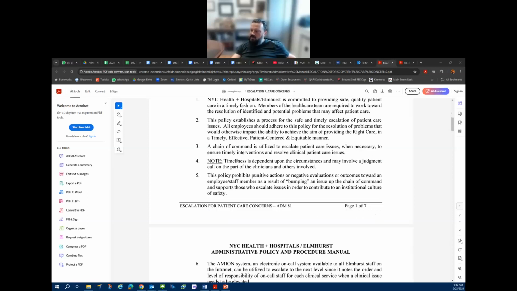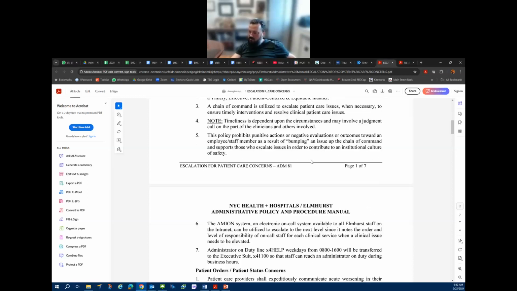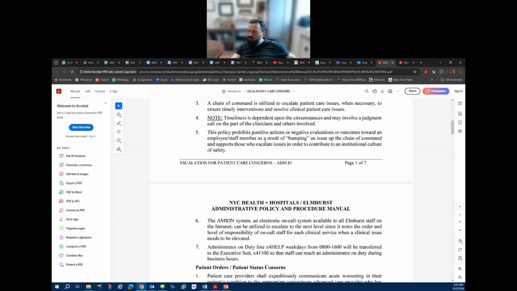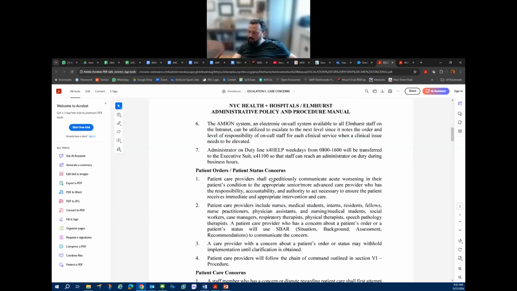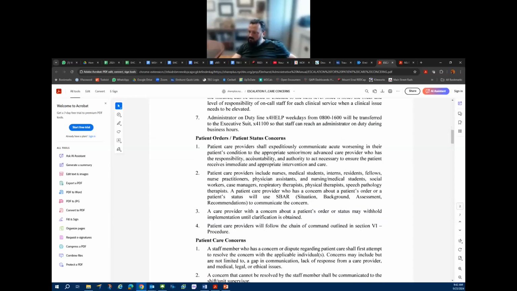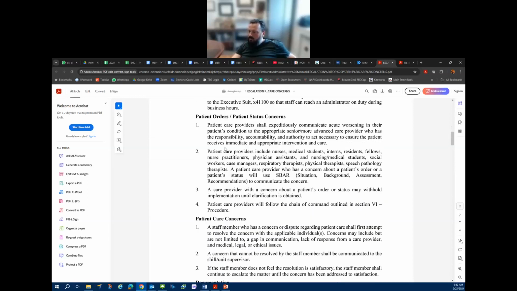You should follow the chain of command, which in our case is escalation up to the chief resident and the attending, and if necessary, up to either the associate director or director of service. Policy prohibits punitive actions or negative evaluations or outcomes towards an employee or staff member as a result of bumping up an issue. Basically, this is saying we can't get mad at you for bumping things up that you are concerned about, because we want you to bump things up as expeditiously as possible. So, everybody should read the administrative one.